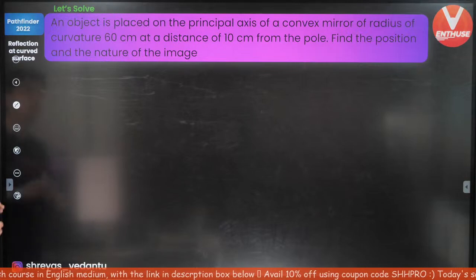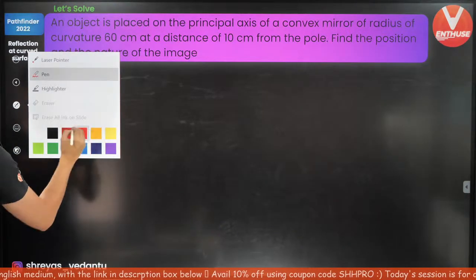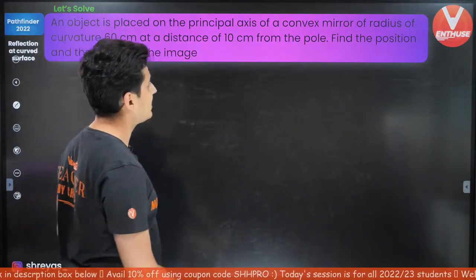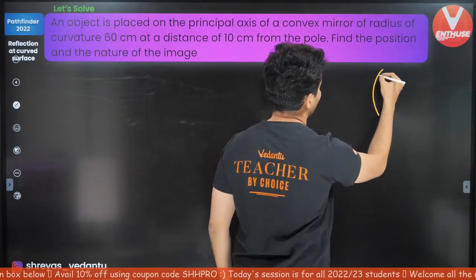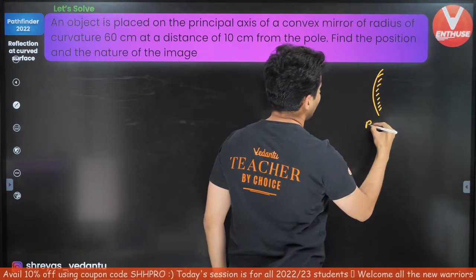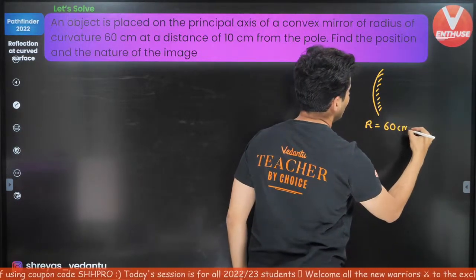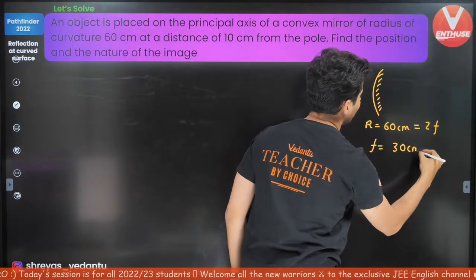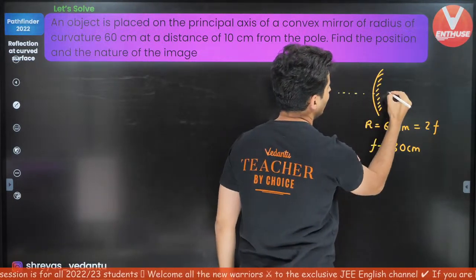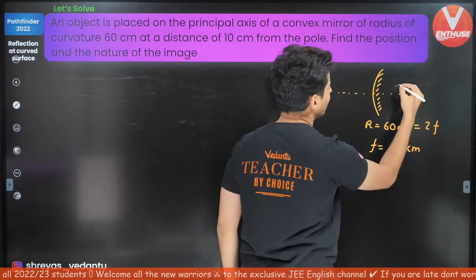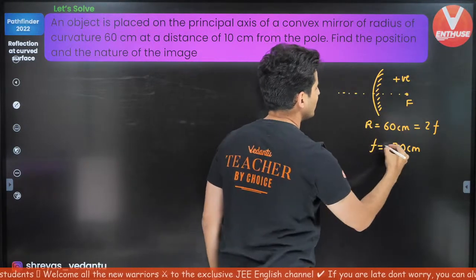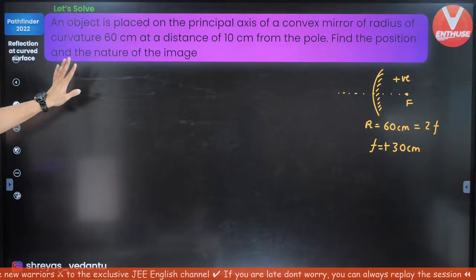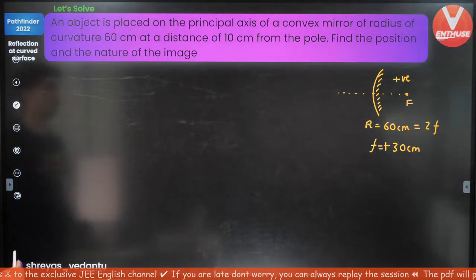So first of all, what all do we know? The object is placed on the principal axis, convex mirror, radius of curvature 60 centimeters. We know radius is twice of f, so f will be 30 centimeters. And for a convex mirror, we all know that the focal point will be somewhere here. This will be the positive side, so this should be plus 30 centimeters. Everybody fine with this particular point? Okay, focal length is 30 centimeters.